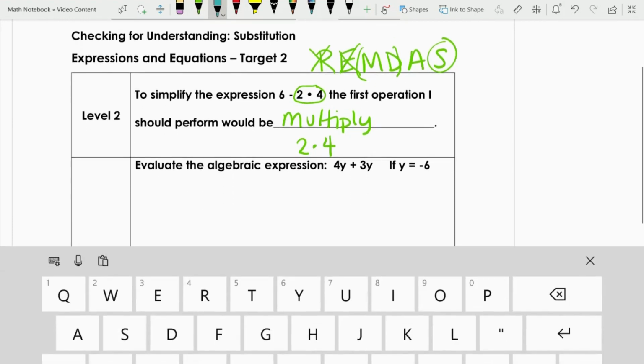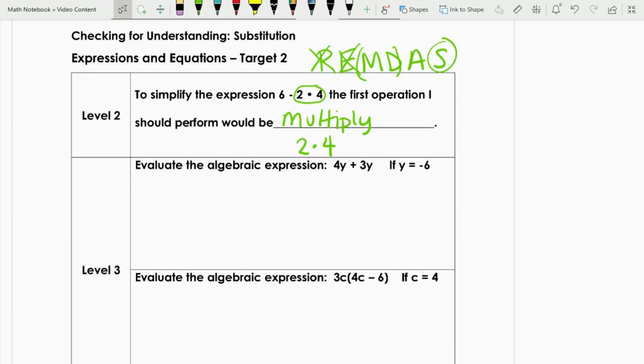Okay, first level 3. It says evaluate the algebraic expression 4y plus 3y if y equals -6. So as we recall, if you have a number next to a letter like 4y, this is saying 4 times y plus 3 times y. And then substitution, we replace y with the value given, which in this situation is a -6.